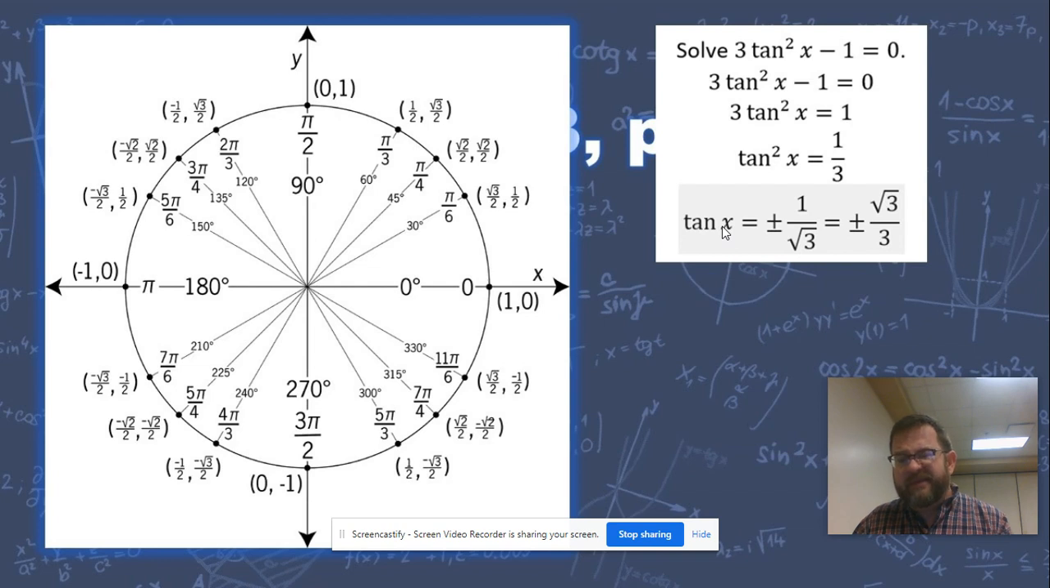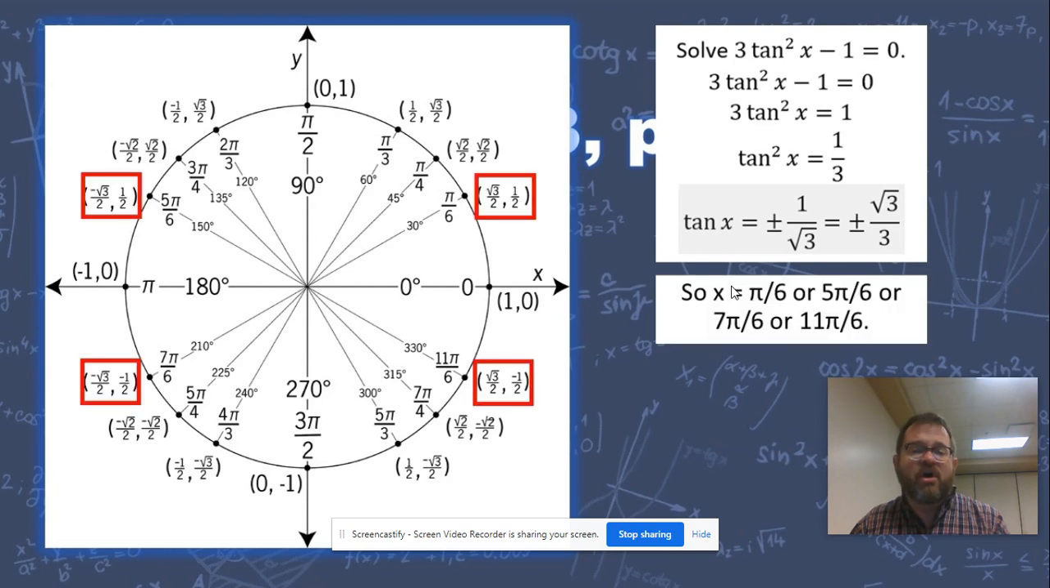Now, if you absolutely can't figure that out, one other possibility is just to add on your unit circle the tangents all the way around here, so that would help you. That would be all right too. Either way though, there are 4 possibilities that have the tangent equal to plus or minus square root of 3 over 3.